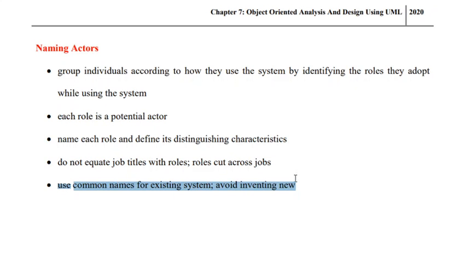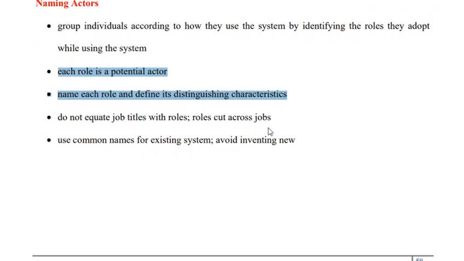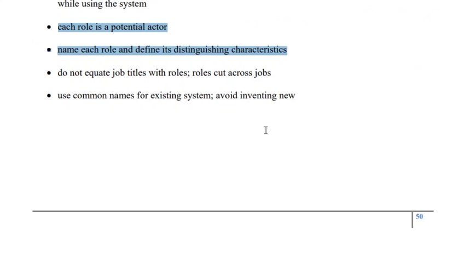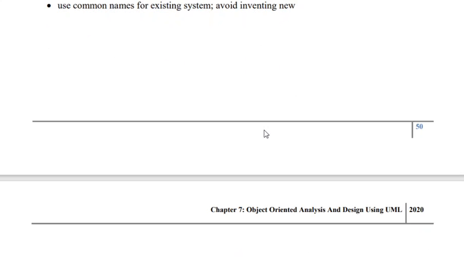Avoid inventing new ones. So basically, whenever you're trying to name actors, you need to identify all potential roles. All potential roles will be actors. So name each role and identify its distinguishable characteristics. This is how we need to name the actors. The name of the actors will be a noun. Okay, so how do we name use cases? Use cases are to be named with the help of a strong noun-verb combination, whereas actors are to be named with the help of a noun that resembles the role that the actor plays using the system.